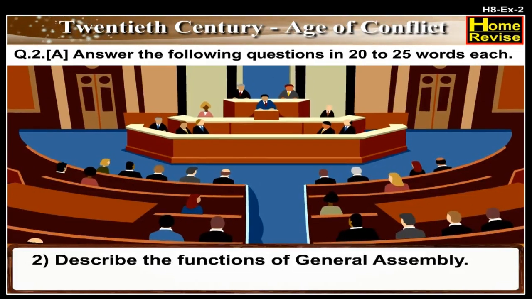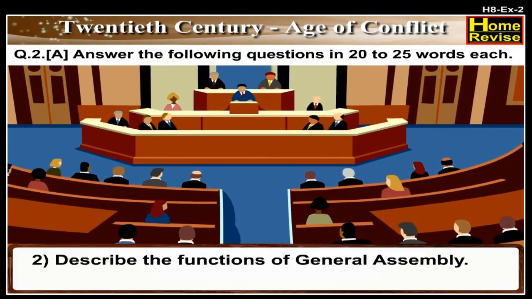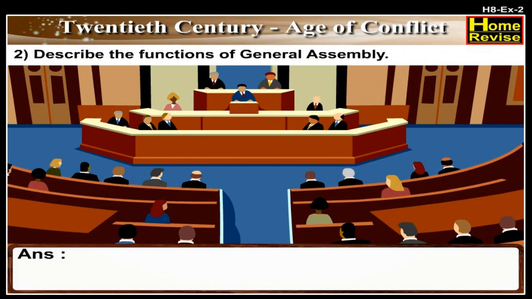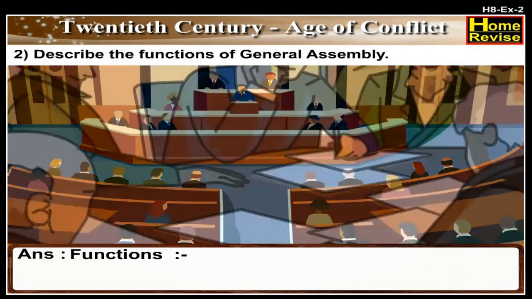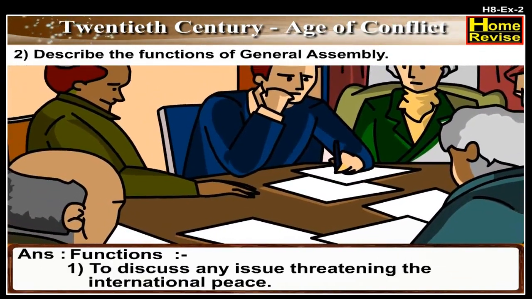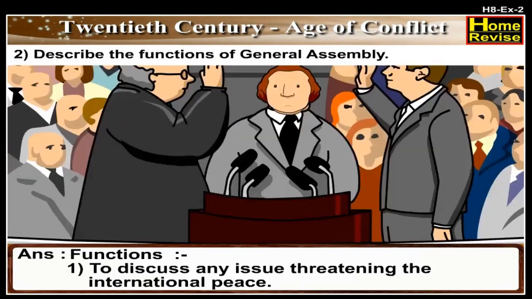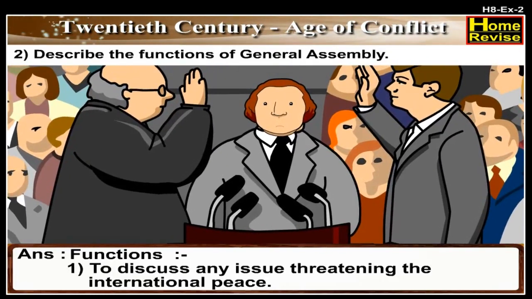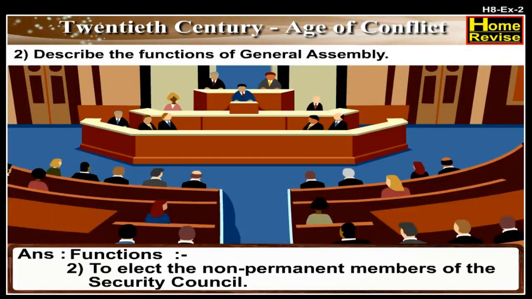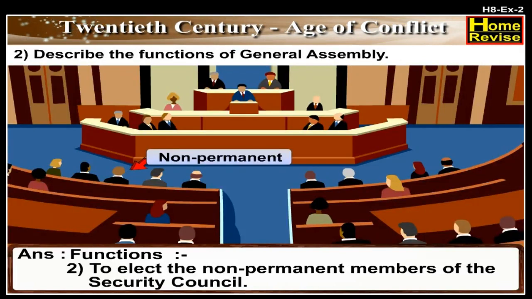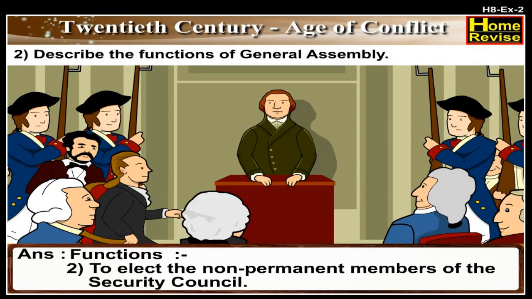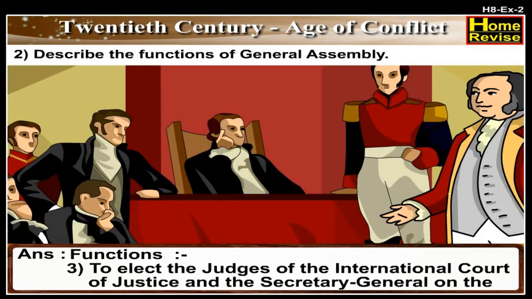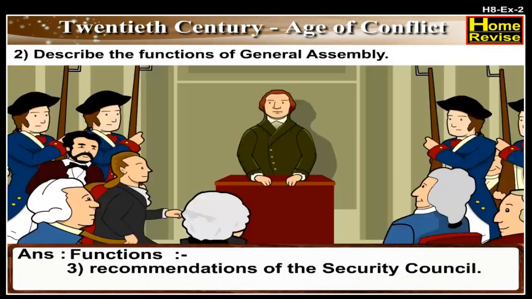2. Describe the functions of General Assembly. Answer: functions. 1. To discuss any issue threatening the international peace. 2. To elect the non-permanent members of the Security Council. 3. To elect the judges of the International Court of Justice and the Secretary General on the recommendations of the Security Council.